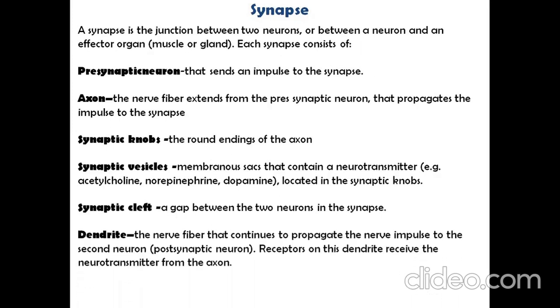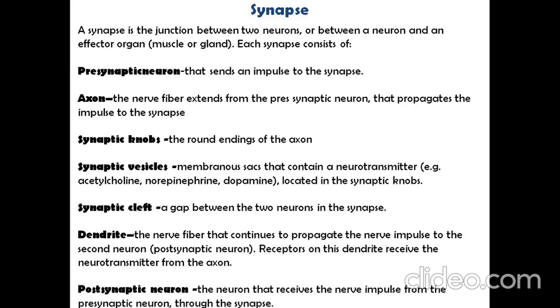Dendrite, a nerve fiber that continues to propagate the nerve impulses to the second neuron. Receptors on these dendrites receive the neurotransmitter from the axon. And the last one is the postsynaptic neuron, which receives the nerve impulses from the presynaptic neuron at the synapse.